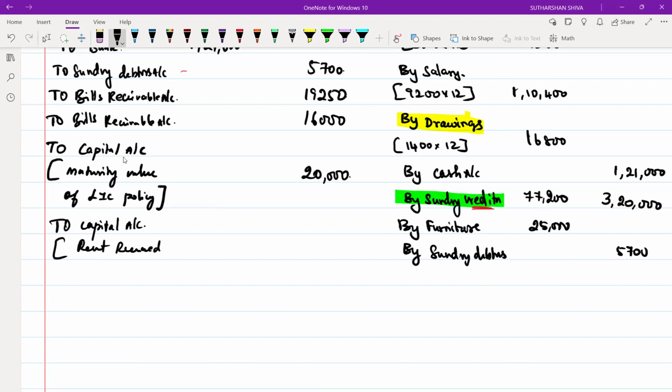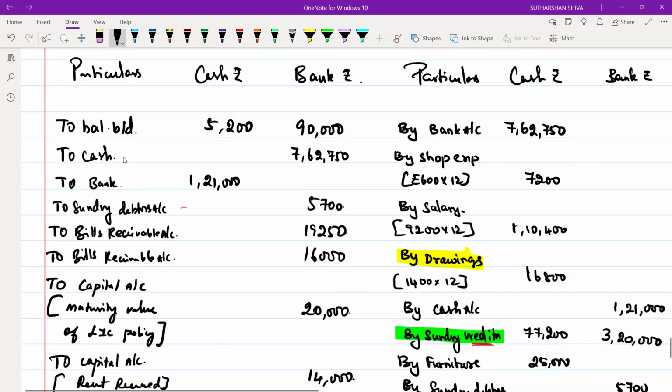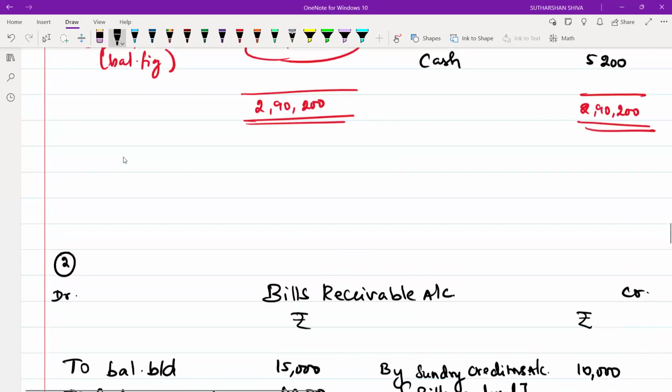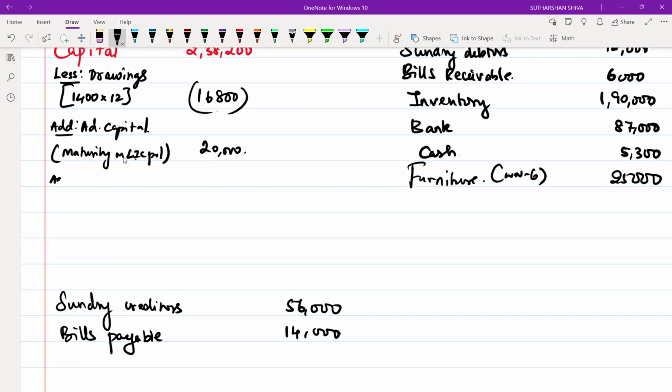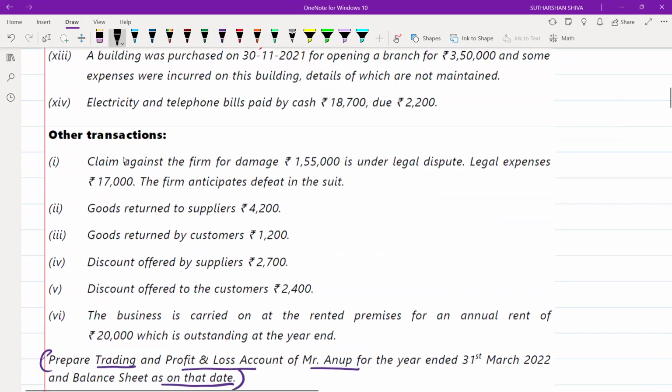What is the amount over there? It is 14,000. I will immediately go to my closing balance sheet and write down add additional capital. In brackets, I will write down rent received. It was 14,000 if I am not wrong. That adjustment we have done.